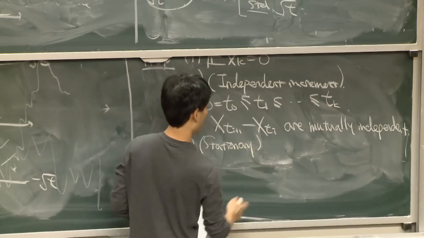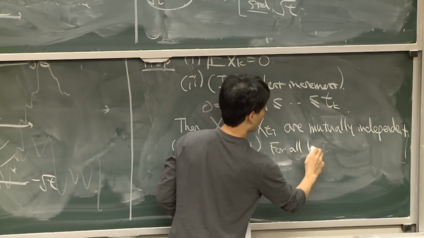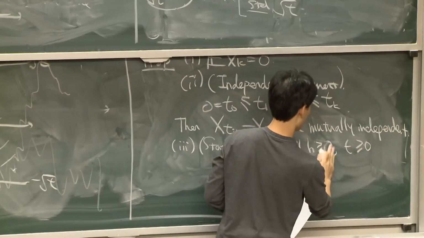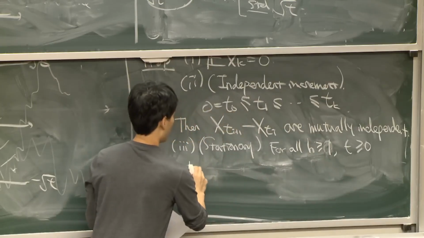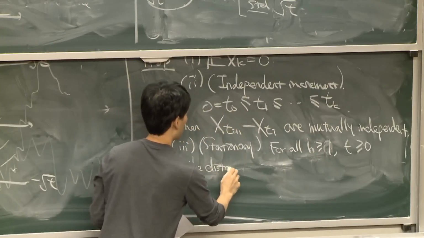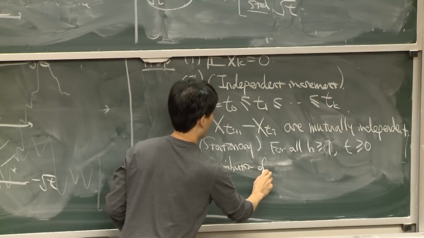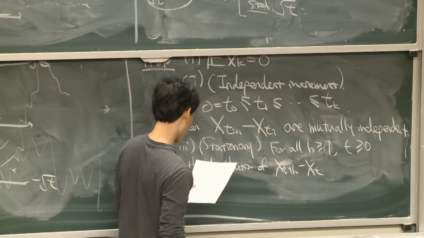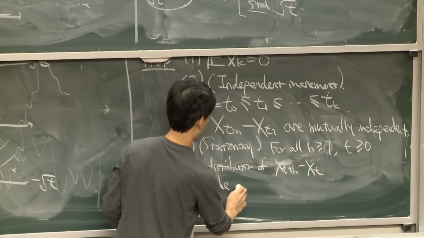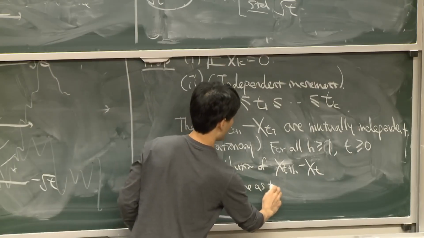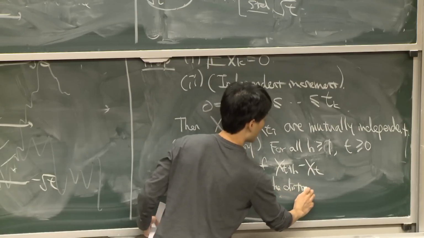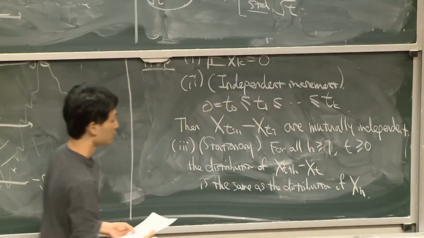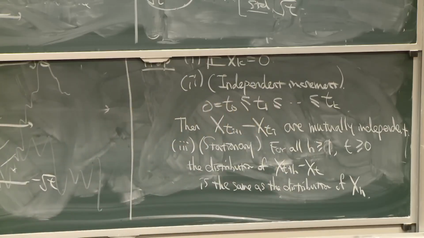That means for all h greater than or equal to 0, and t greater than or equal to 0, the distribution of X_{t+h} minus X_t is the same as the distribution of X_h. And again, this easily follows from the definition.